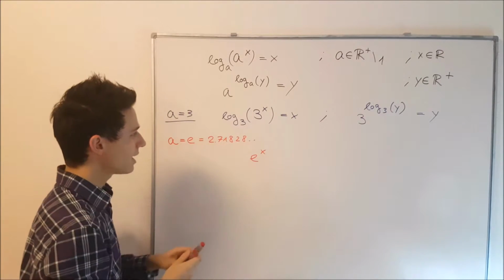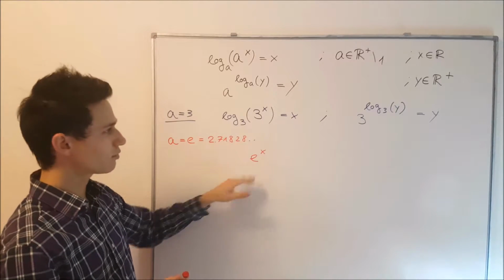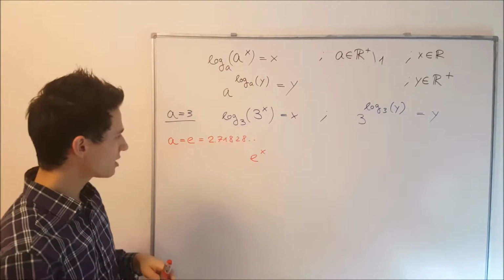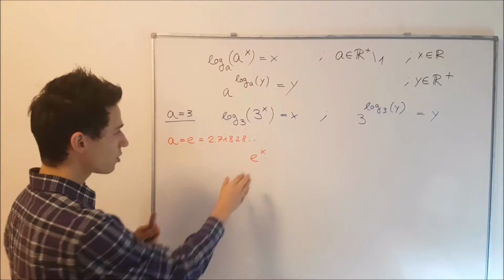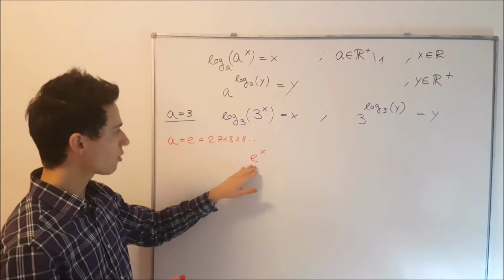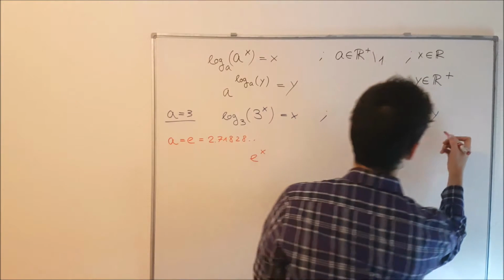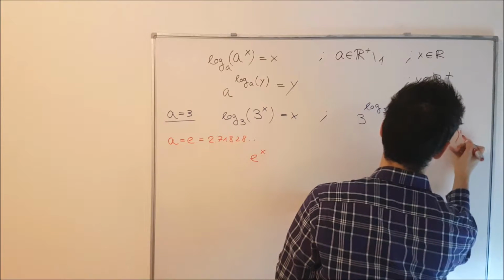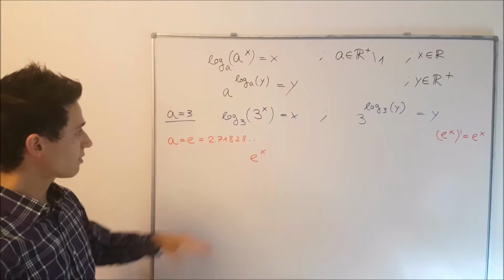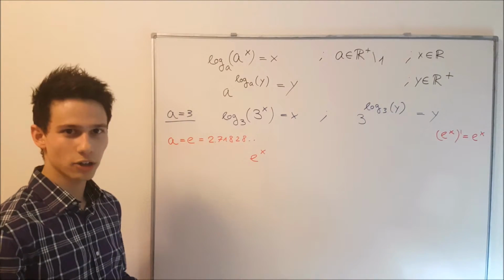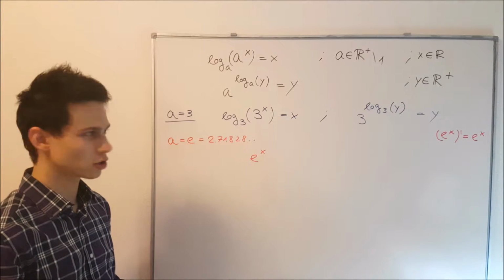And then what you would get is the natural exponential function, e to the power x. And I have a separate video on this function up here, and the very special thing about this function is that its derivative is equal to the original function. So e to the power x, the derivative is again e to the power x. And this is very useful, and therefore we call this function the natural exponential function.